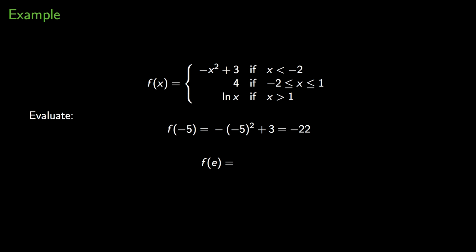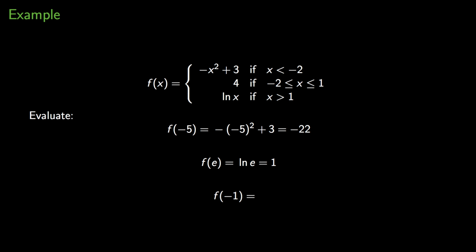What is f of e? Again, look at this column. Now e, remember, it's about 2.7, right? So e is higher than 1. So e fits into this pile of numbers and does not fit into these two. And therefore, f of e is equal to ln of e, which is exactly 1.